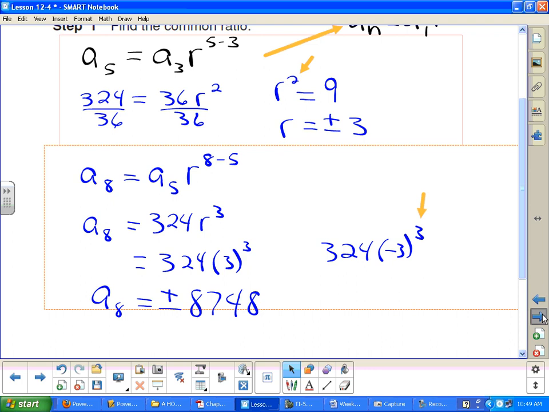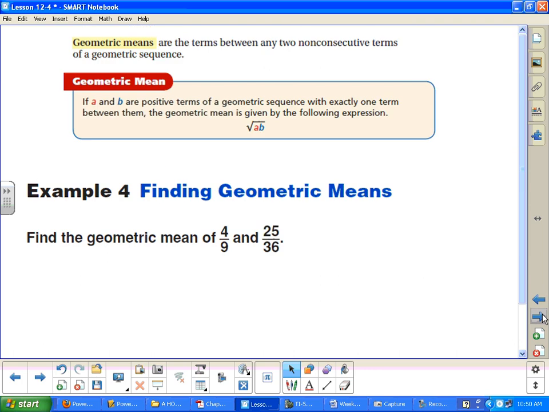All right, and I'm actually going to do the fourth example because this is really easy. Okay? We're going to find what's called a geometric mean. Okay? Are terms between any two non-consecutive terms of a geometric sequence. Okay? Geometric mean, basically, it's this. Okay? I have two numbers, and I'm trying to find the one between them.